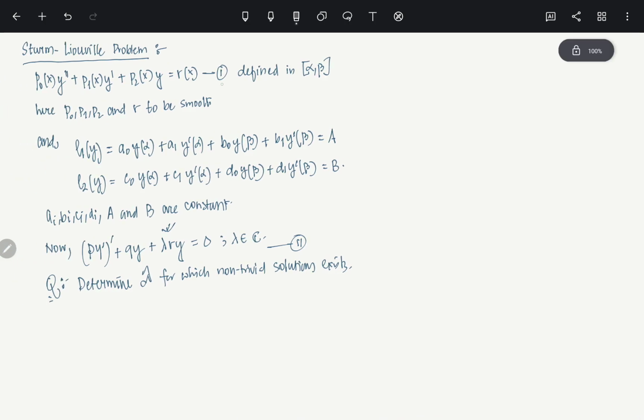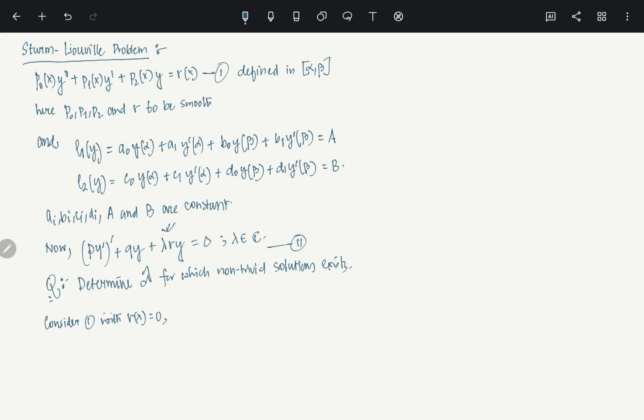See, the thing is, first of all, let me introduce it in this way. Consider equation 1 with Rx equals 0. So basically the homogeneous problem, Rx equals 0.